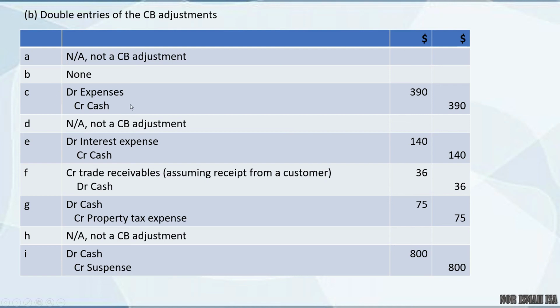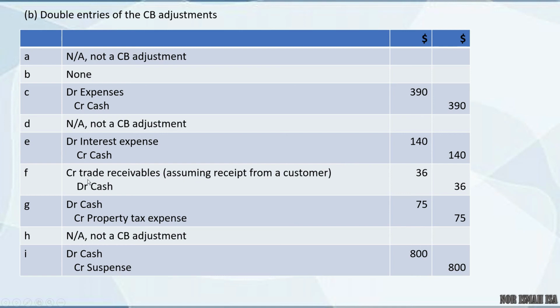For C, we do adjustment because this is expenses. We debit expenses, credit cash. And for D, no adjustment because this is a balance on the bank statement. So next, this is the interest charge. So we debit interest, credit cash 140.